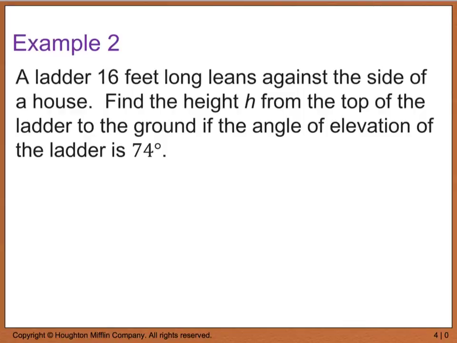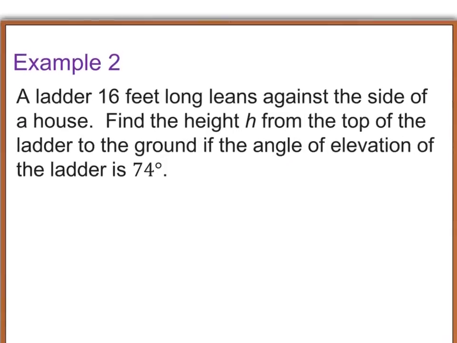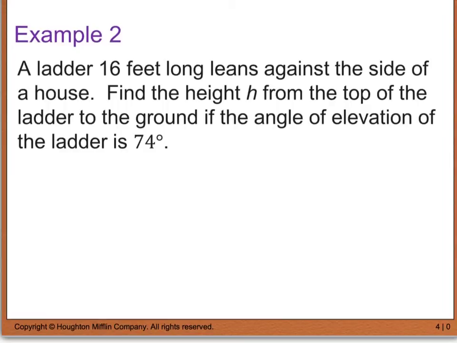So the first thing I want to do is sketch this. I have the side of this house here, and we can just draw a roof if we want. And we have a ladder that leans against the side of the house. So it's going to look something like that. I know that the ladder is 16 feet long. We want to find the height h right here from the top of the ladder to the ground if the angle of elevation is 74 degrees.